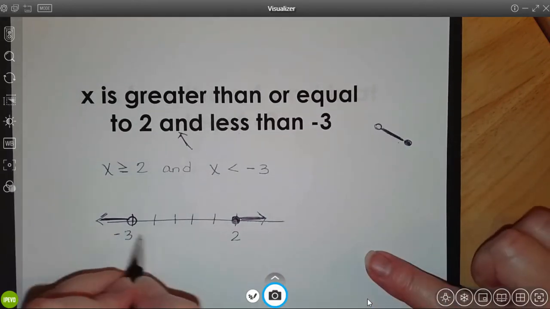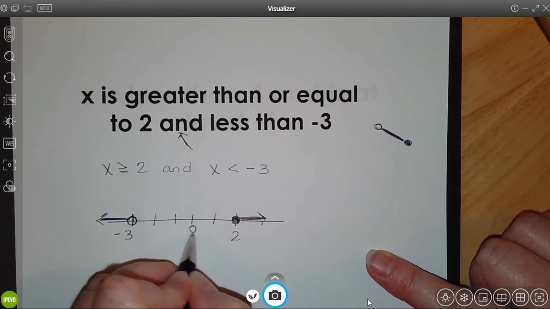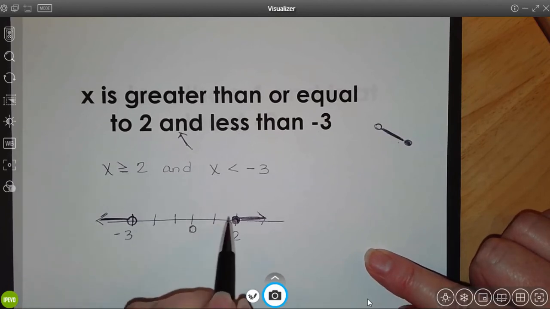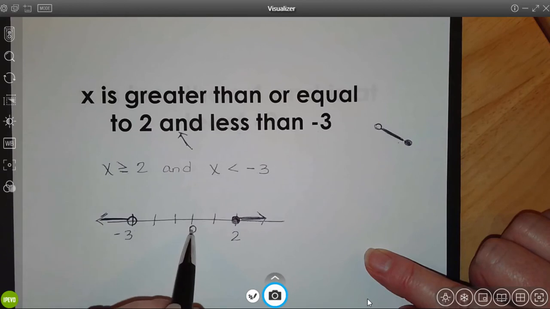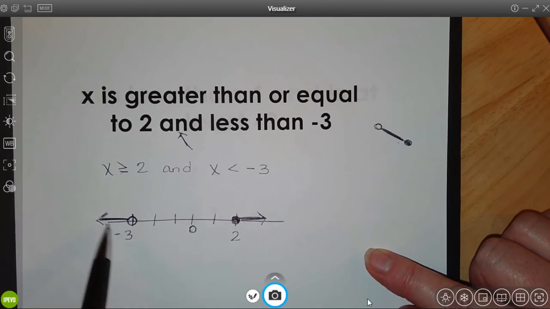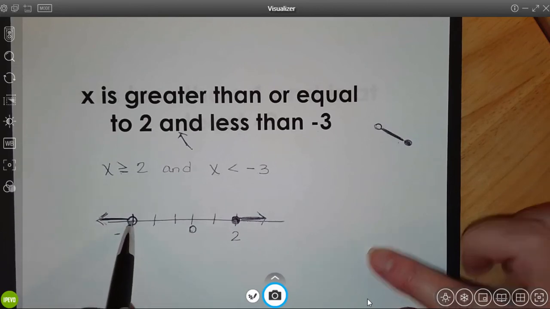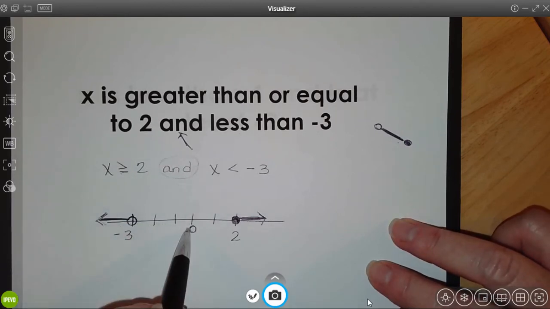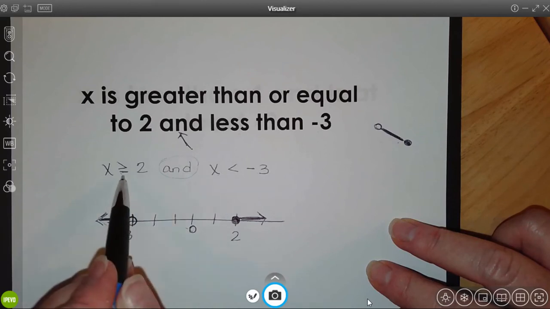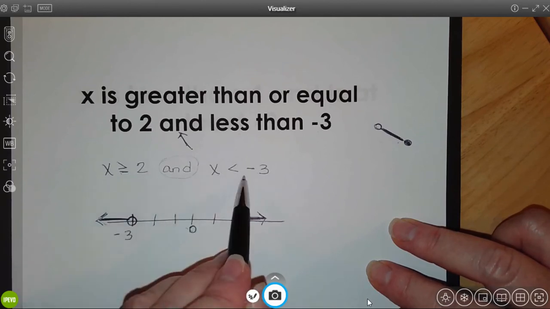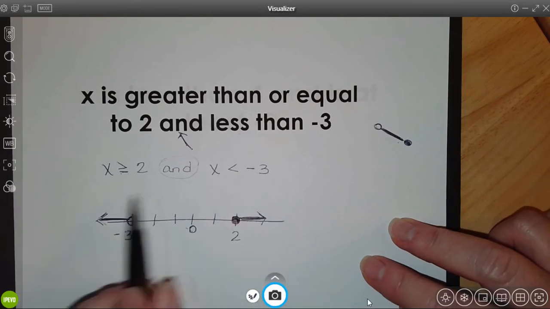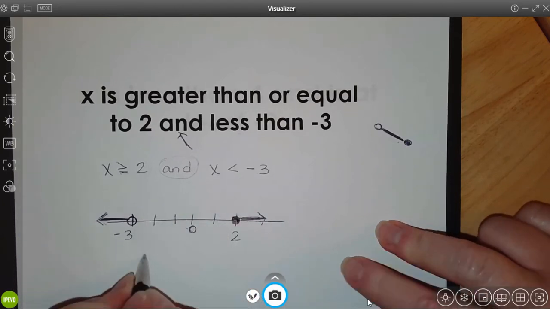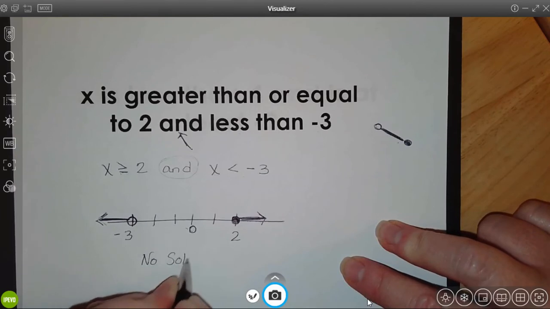So let me just pick a number 0 and make sure that I wasn't supposed to color in here. So is 0 greater than or equal to 2? No. Is it less than -3? No. So I did go in the right direction, which means and can't be true for any numbers. You can't have a number that's greater than 2 and less than -3. So I'm not even going to write an interval here. I put that there is no solution.